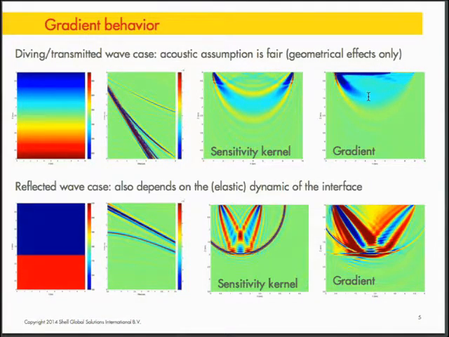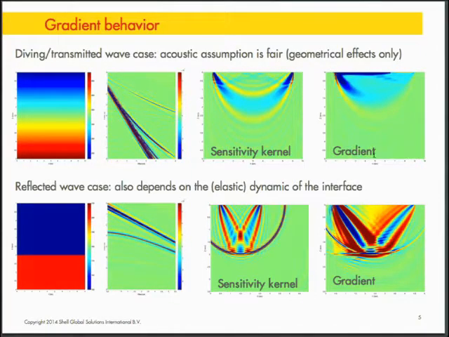And the most important thing here to understand is that, in fact, when I compare my observed data with my synthetic data, I basically see a geometrical effect. That means that my cost function depends on kinematic parameters. And since my model is smooth, my acoustic assumption is a fair assumption. I don't have converted waves. So this one is a nice case. Let's say the fact that we have an oscillatory function, I will come back to that.